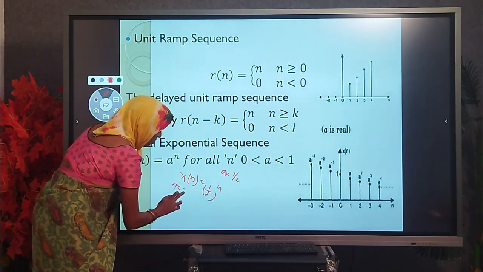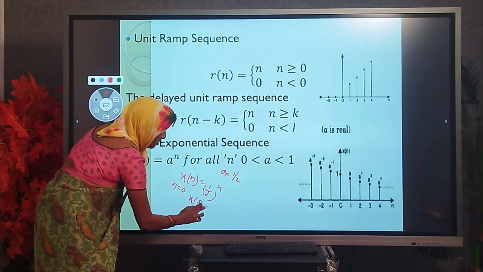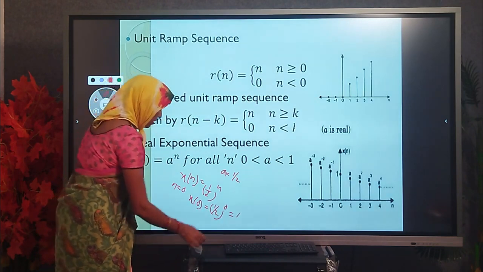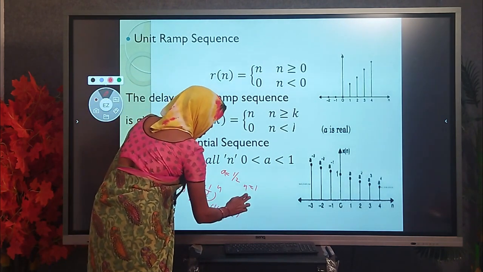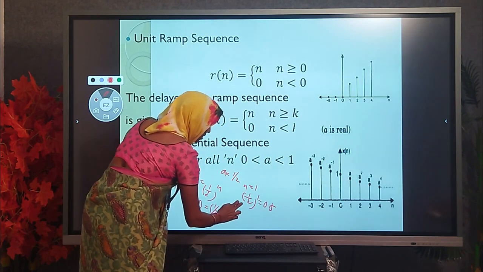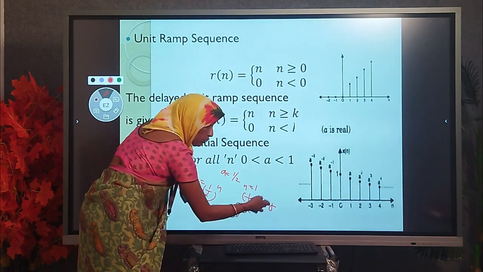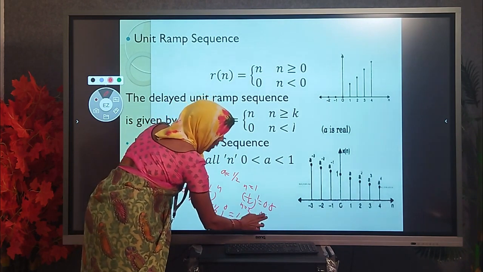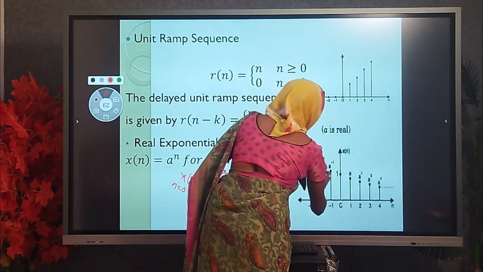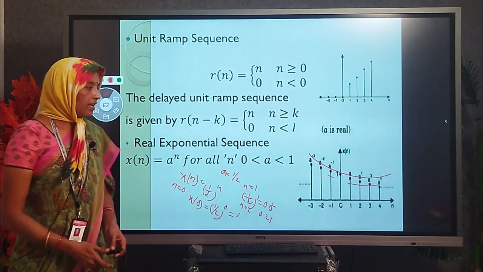For n equal to 0, x of 0 means 1 by 2 power 0. That value is 1. For n equal to 1, 1 by 2 power 1, that is 0.5. Next, n equal to 2, 1 by 2 whole square means 0.25. So that value is exponentially decreasing.